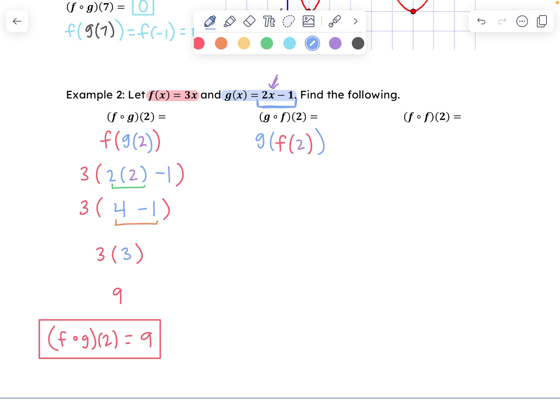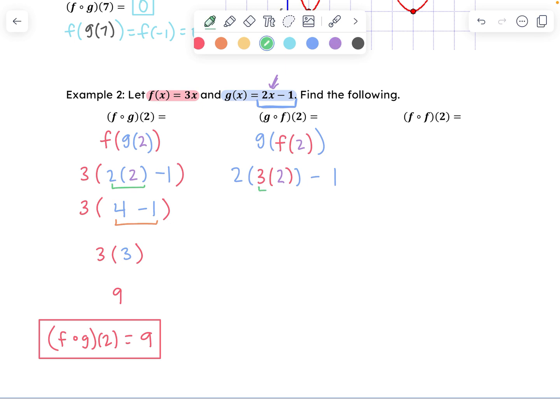So normally the g function is 2x minus 1. So leave enough space for that x. And then I'm going to put that f of x function where that space is. So normally that would be 3x. And then I'm going to put that 2 in where that x would go. So now I'm just going to clean it all up.